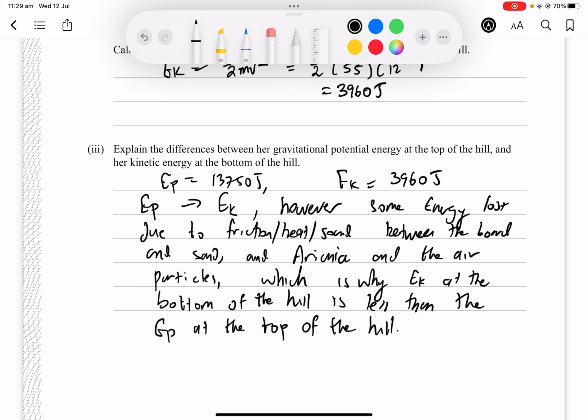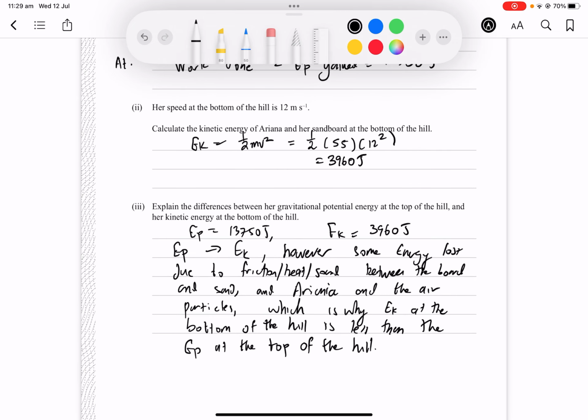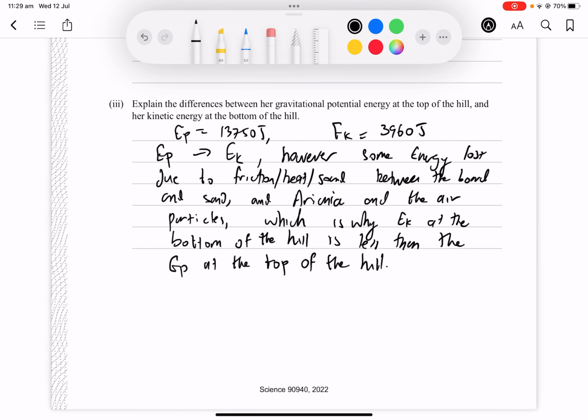And that's all we need for this question. Okay, so this question has 3 parts. If we can correctly calculate the workings for parts I and II, and we also state that not all of the EP is converted into EK, and some of it is lost to heat and sound due to friction of the board against the sand, then that will be an excellence level grade. If you can get all 3 of these parts correct, that's an excellence.